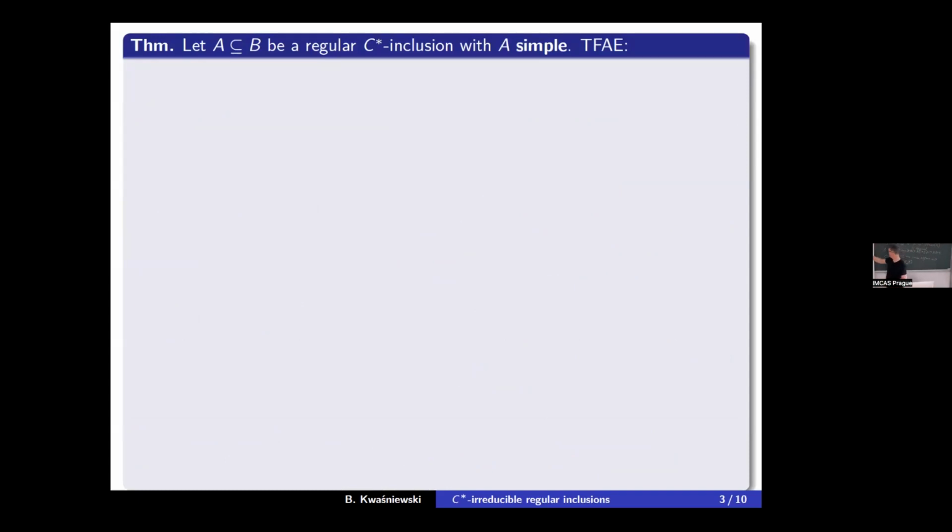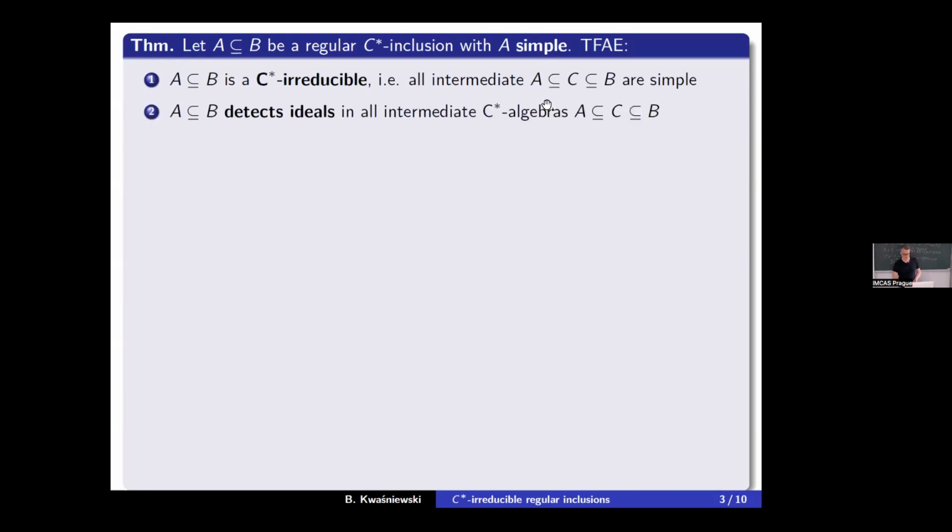We have this inclusion of C-star algebras. We assume that they are regular, so we have lots of these normalizers. And we assume A to be simple, which is natural when we want to study C-star irreducibility. And then the following conditions are equivalent. First of all, the inclusion is C-star irreducible, which means that every intermediate C-star algebra is simple.